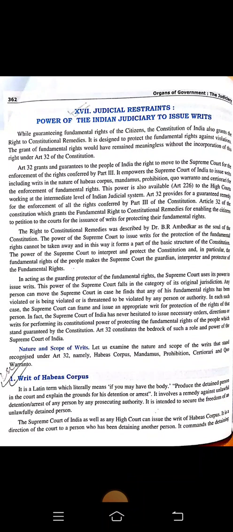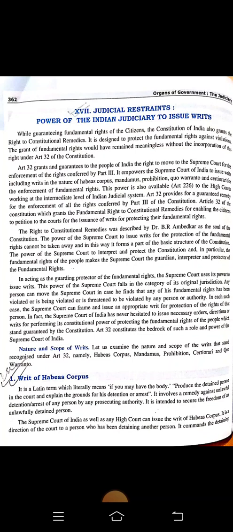While guaranteeing the fundamental rights of the citizens, the Constitution of India also grants the right to constitutional remedies. It is designed to protect the fundamental rights against violations, and the fundamental rights would have remained meaningless without the incorporation of this right under Article 32 of the Constitution.